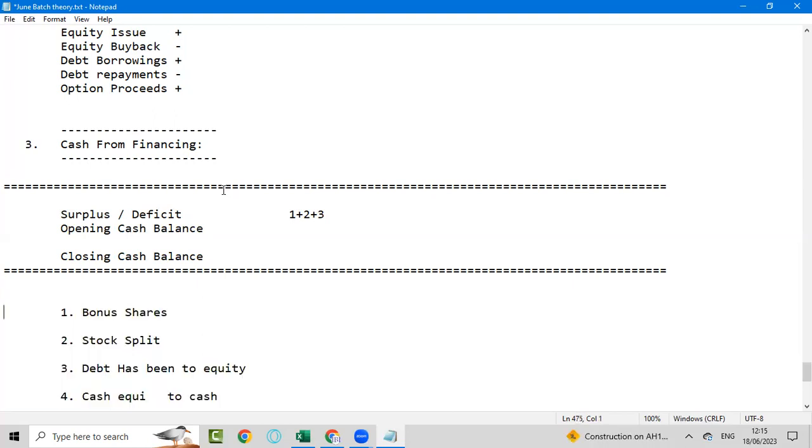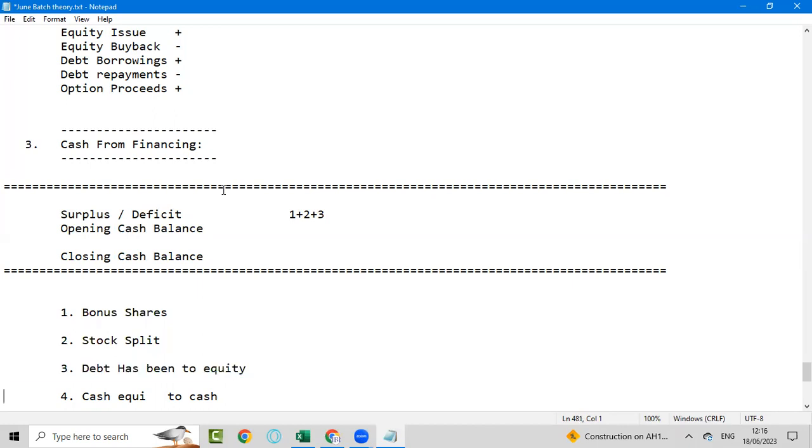First, bonus shares. Where is the cash inflow or outflow? No cash inflow, no cash outflow. So this will not come in the cash flow statement. Similarly, stock split: two stocks are divided into four stocks. Where is the cash inflow or outflow? No cash. Now debt has been converted to equity. Only an accounting entry. Where is the cash inflow or outflow?